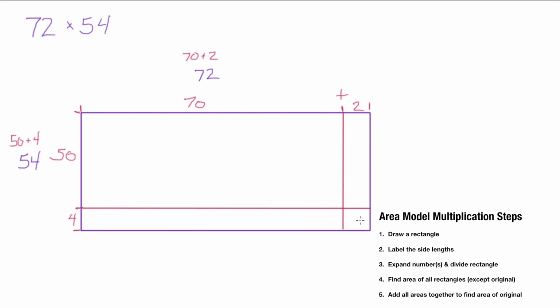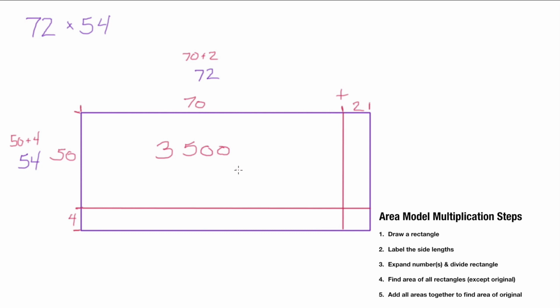On to step 4. We'll start by multiplying 50 by 70. We know that 5 times 7 is 35, but since 50 and 70 are both in the tens place, we need to add 2 zeros. So the area of this larger of the 4 rectangles is 3,500 square units.